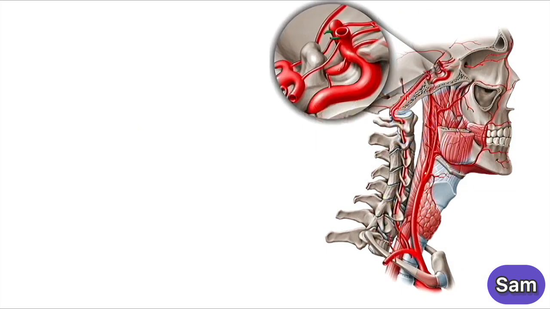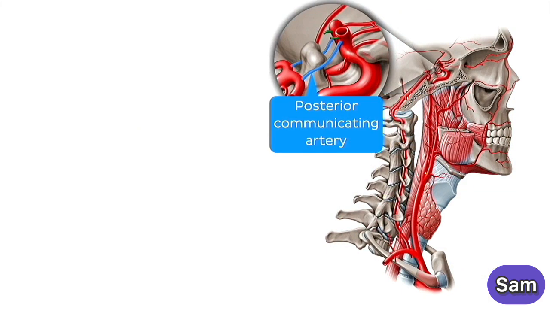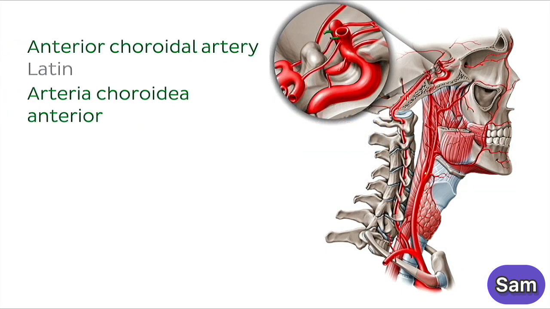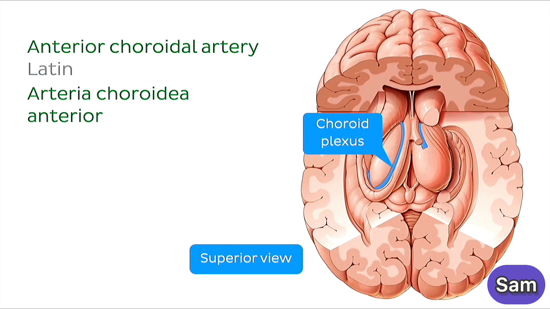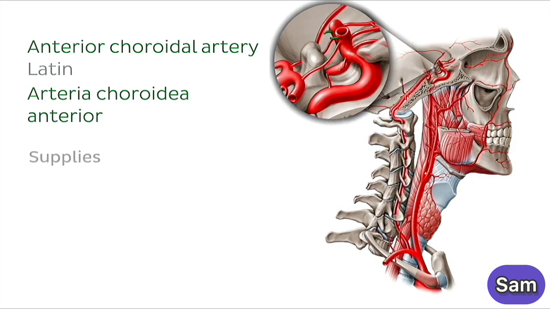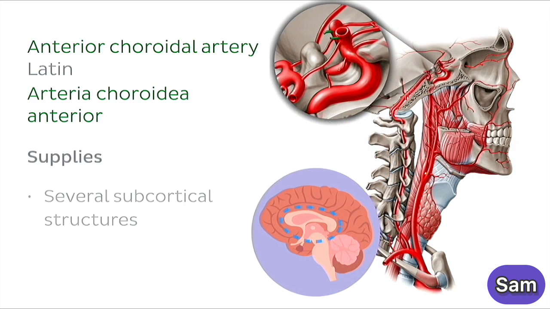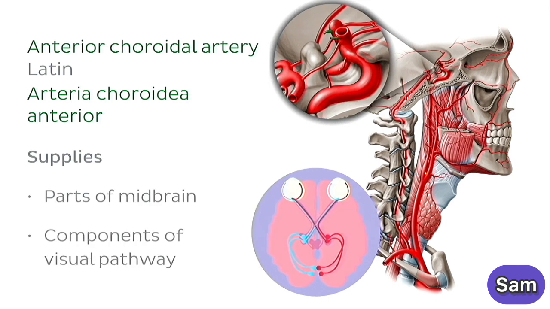Just superior to the posterior communicating artery is where the anterior choroidal artery originates. It travels backwards across the optic tract and terminates in the choroidal plexus. This artery supplies several subcortical structures, parts of the midbrain, and components of the visual pathway.